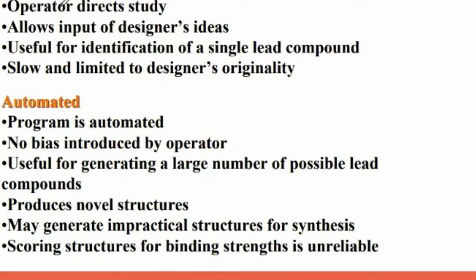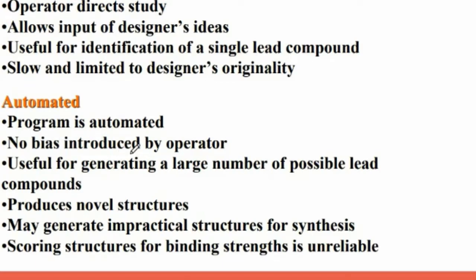So manual is preferred by the expert. If you are a very experienced person, then you can go for the software that deals with manual de novo ligand design. If you're a very beginner, if you don't have very good knowledge in chemistry or synthetic chemistry, medicinal chemistry, then it is better to go with the automated. The main difference is that in case of automated, the program is completely automated, so there is not going to be any bias by the operator.